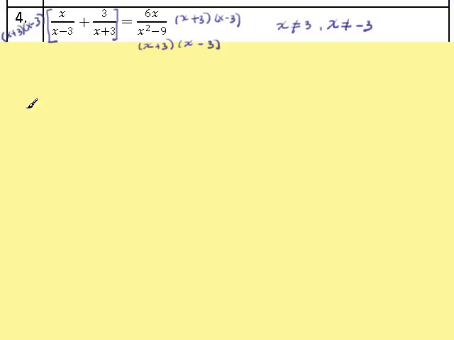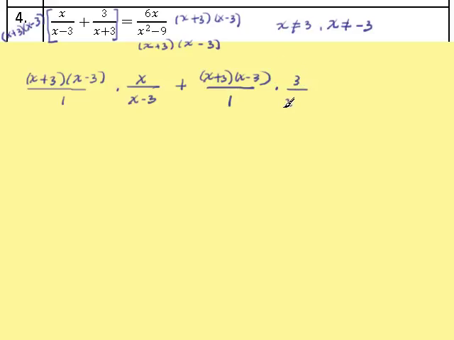Okay, let's multiply through. Here we have x plus 3, x minus 3 over 1. I'm just doing the distributive law here. Multiply it by the second term, 3 over x plus 3. And on the right-hand side, we just get this canceling, and we're just left with 6x. Now more canceling. Cancel the x minus 3's, cancel the x plus 3's.